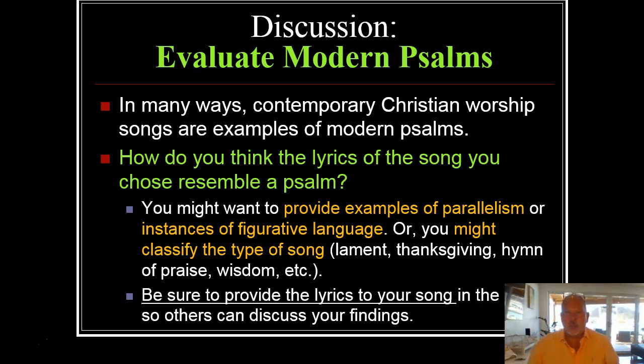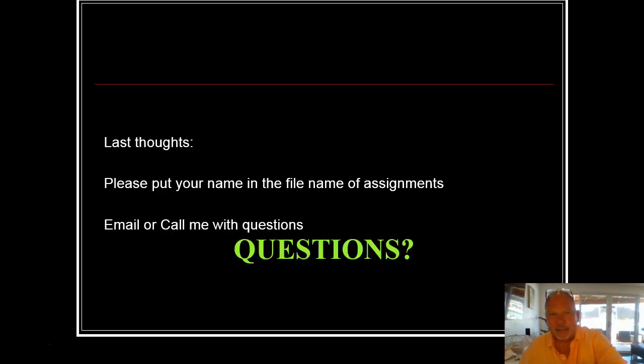So after you've understood lament and other different types of psalms, does your song meet an ancient classification for a psalm? Or how do the lyrics contain parallelism? So you might want to provide examples of parallelism or instances of figurative language in your modern song. Or you might classify the type of song, lament, thanksgiving, hymn of praise, wisdom, etc. Be sure to provide the lyrics of your song in the post so others can discuss your findings.